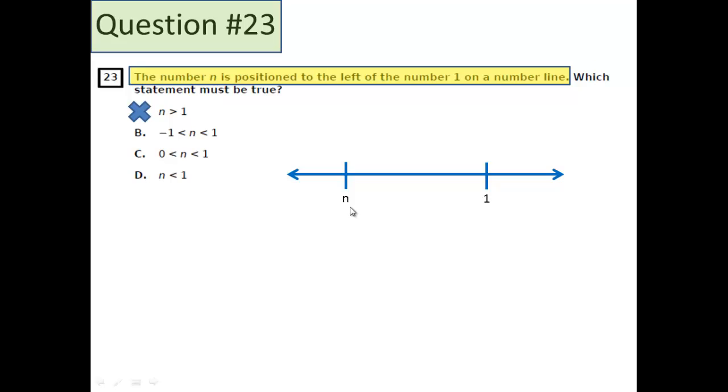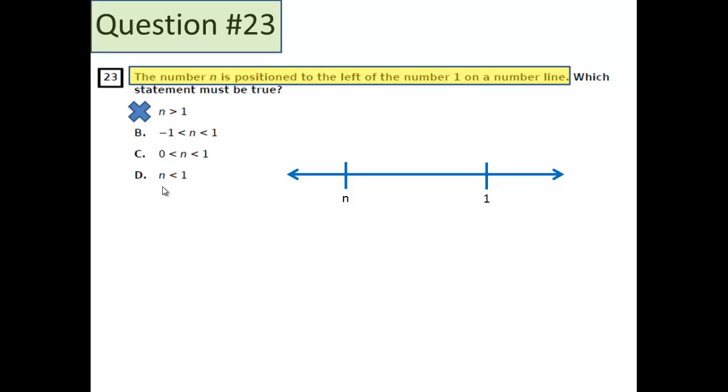Now, letter B is saying that n is between -1 and 1. Now, this could be between -1 and 1. So maybe that is the answer. But must it be true? I don't know yet. What about letter C? Letter C says n is between 0 and 1. Could n be between 0 and 1? Yeah, it could be like a half. That could work. But must it be true? I'm not sure.